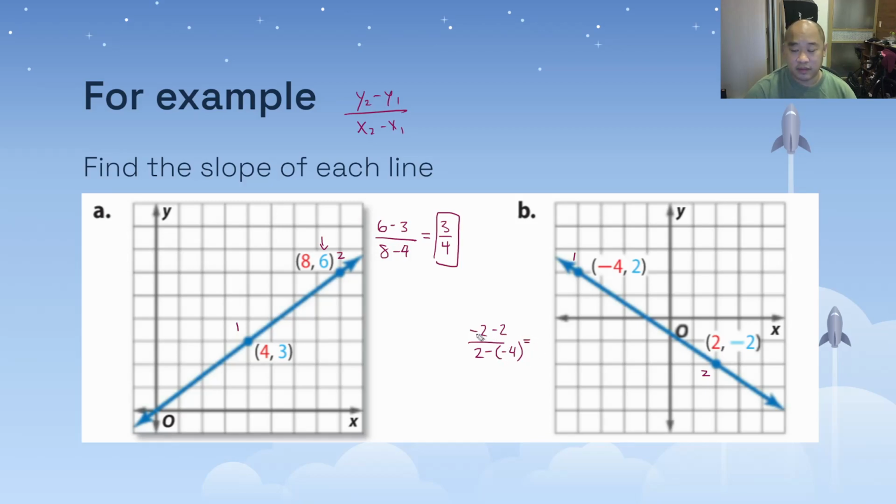So negative 2 minus 2 is going to be negative 4. And then 2 minus a negative 4, which essentially means plus, is 2 plus 4, which is 6. So that's negative 4 over 6. So we're going to reduce that to negative 2 over 3, because we can divide both of these by 2, right? Which is the greatest common factor. So negative 2 over 3.